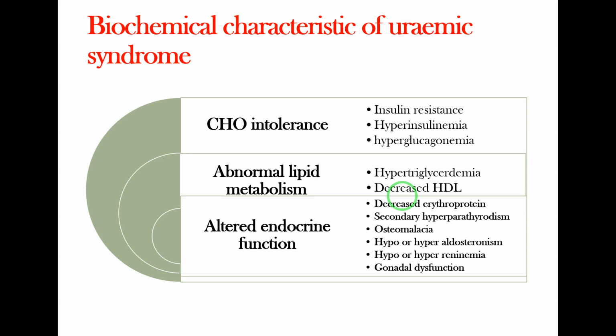The aldosterone may be abnormally increased or decreased, and as a consequence, the renin also will be abnormal. Gonadal dysfunction is also a cause. There will be a decrease in the metabolism and an abnormal level of the gonadal hormones.